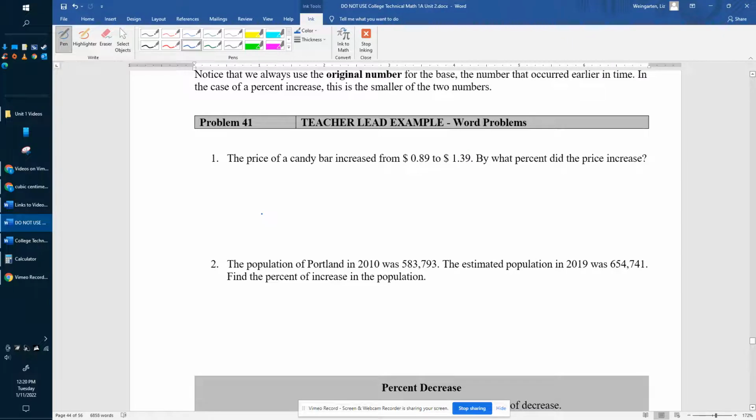The price of a candy bar increased from $0.89 or 89 cents to $1.39. By what percent did the price increase? So we're going to take the new, subtract the old, and put it over the old, the original.